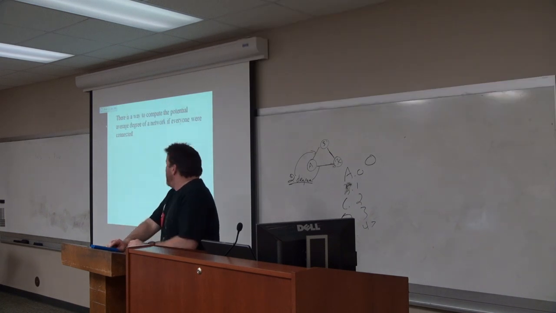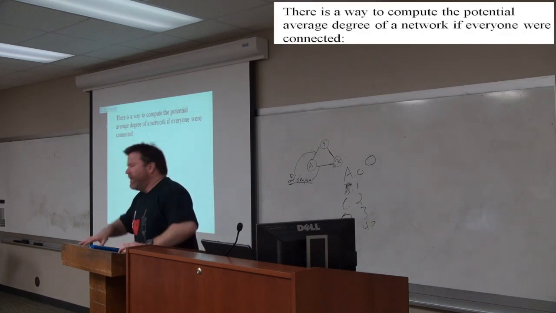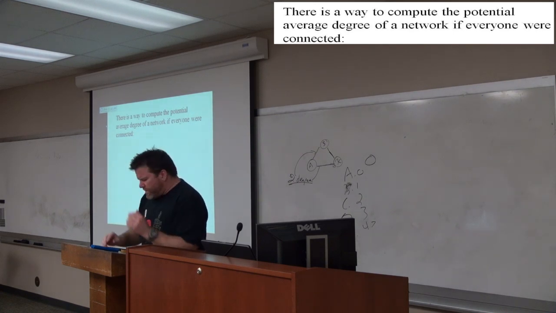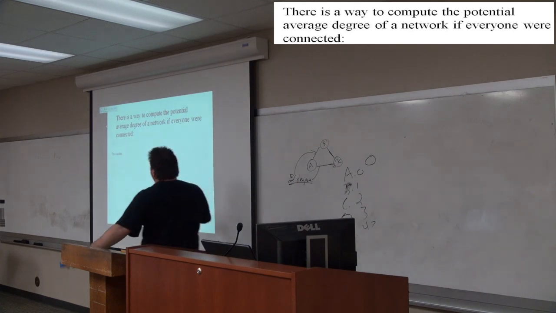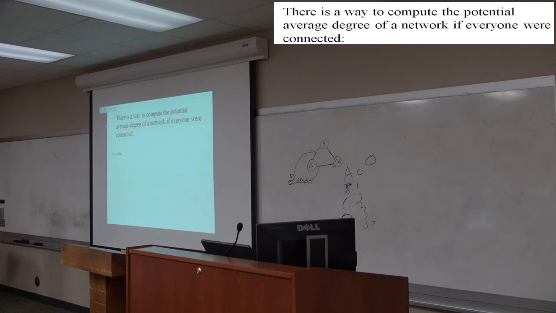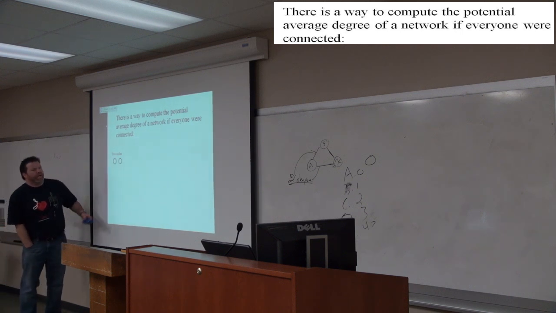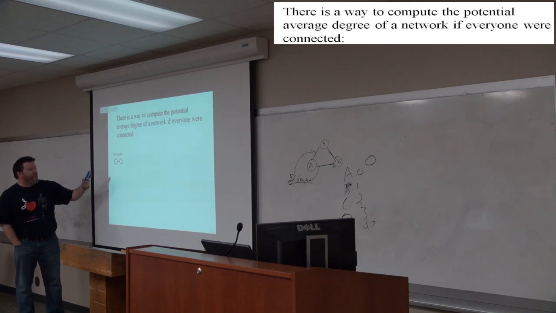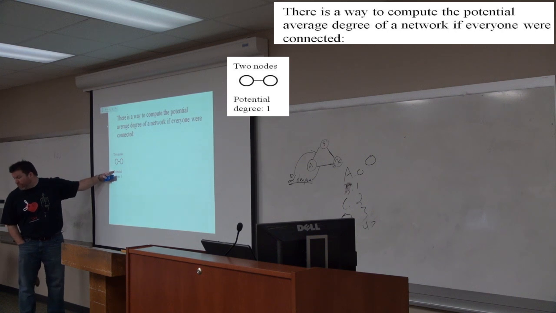All right? But here is where it gets really cool. Here's where complexity theorists have really helped us out. Let's say that I want to really think about nodes and edges, and I say, okay, well, how many edges would there be if everyone was connected? So I have 2 nodes here. And this is easy to figure out, right? I got 2 nodes. There's only one way for them to be connected. So in this case, I have potential degree 1, right? It's potential because that connection may not be there.